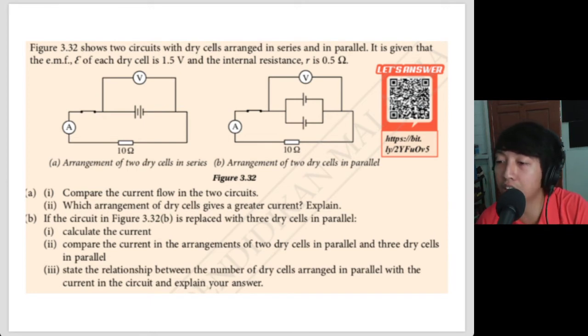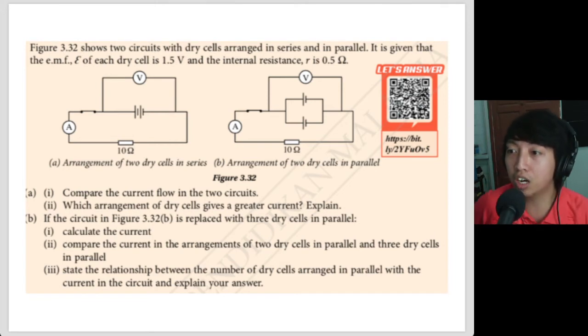There's a question here. Let's see. In a series arrangement, the internal resistance is higher, so shouldn't the current be lower? Good question. Yes, you are right that the internal resistance is higher. But with the increase in resistance, you also get a higher voltage. Your overall voltage also increases.